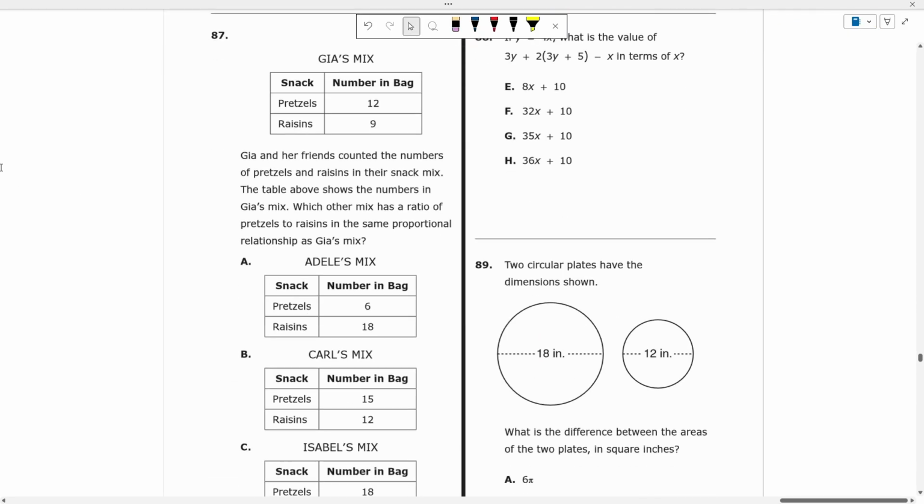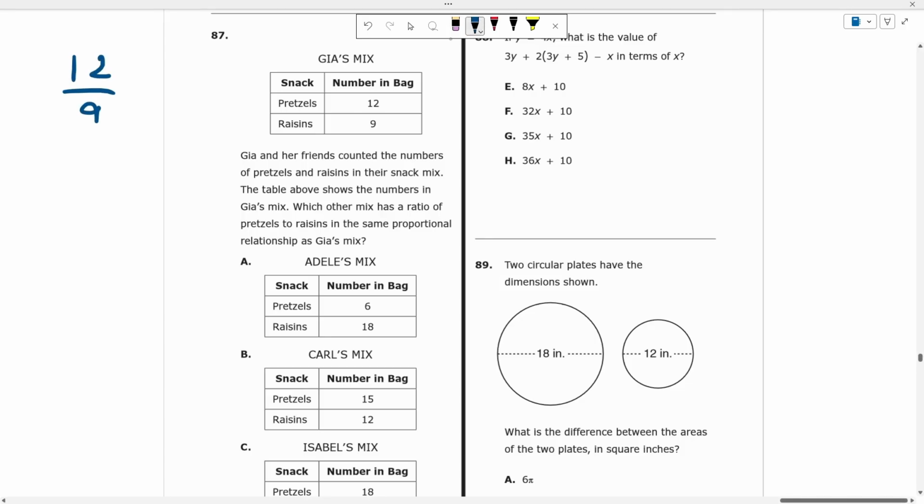Moving on to number 87, it says that Gia and her friends counted the numbers of pretzels and raisins in their snack mix. The table above shows the numbers in Gia's mix. Which other mix has a ratio of pretzels to raisins that is the same proportional relationship as Gia's mix? So right here, we have 12 pretzels and 9 raisins. We can simplify that into something else, right? We can just write that as 12/9.